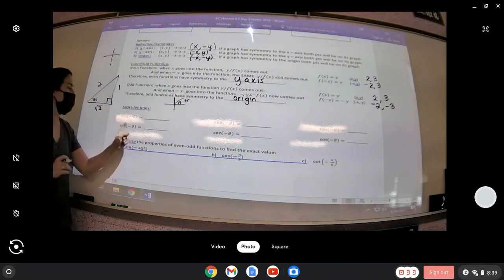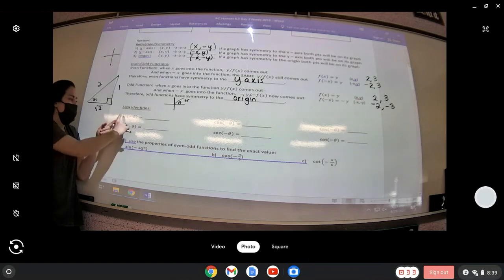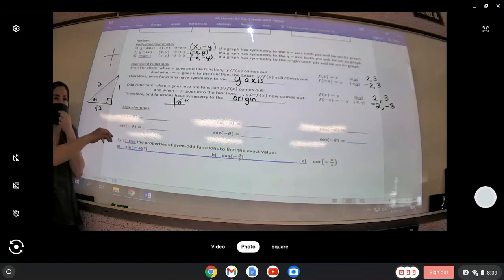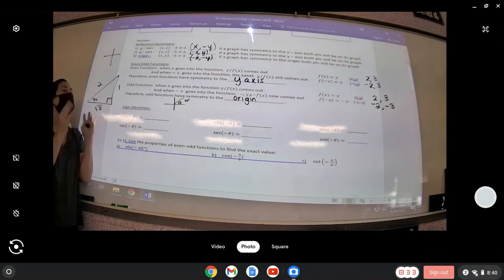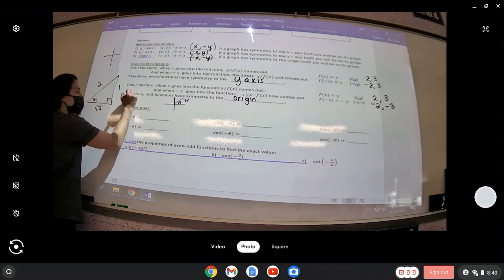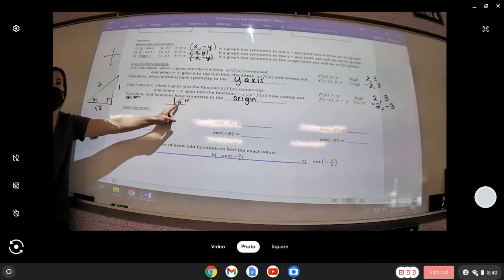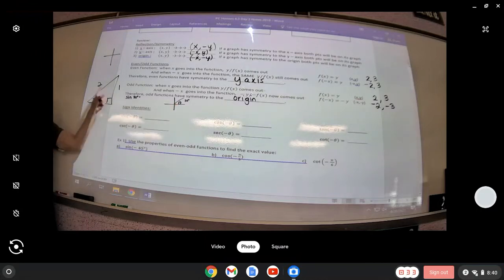Picture this. They're telling you to take the sine of the opposite of theta. So if the opposite of theta goes into the function, what's going to come out? Think of it this way. If I plugged in the sine of 30 degrees, does anybody remember what the sine of 30 degrees is? The sine of 30 was 1/2.